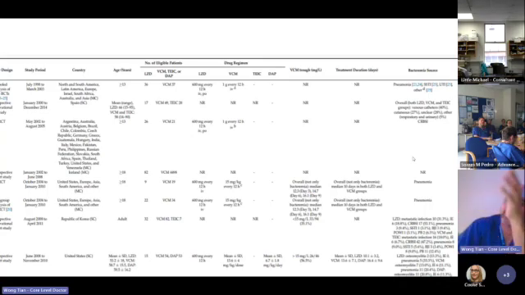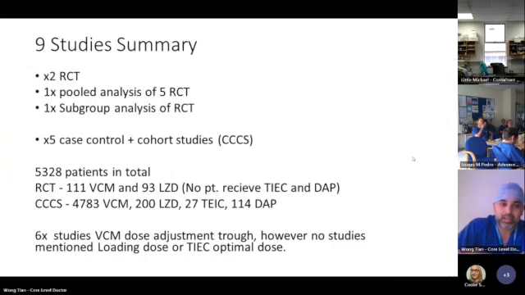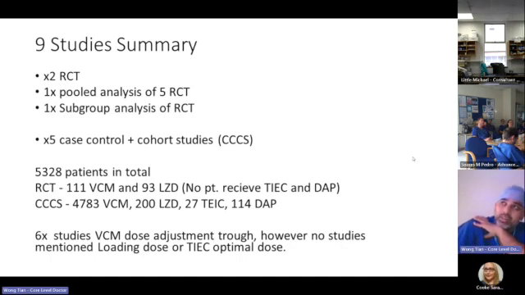This is essentially how they did the systematic review and how many papers they got. That was 9 papers. And there was a lot of data that was missing. NR is just essentially not reported in the paper. Like I said, I will summarize it a little bit better as we go through the paper. So there were 9 studies. 2 of them were randomized controlled trials. One of them was a pooled analysis of 5 RCTs. One of them was a subgroup analysis of a randomized controlled trial. And then there were 5 case-controlled cohort studies as well.